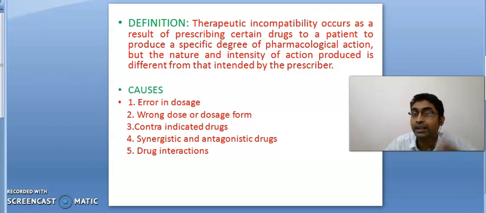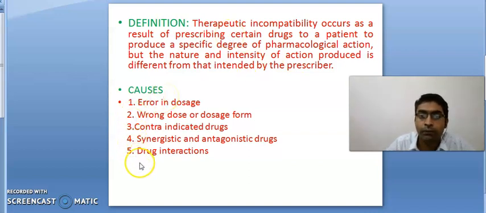And why is this known as therapeutic? From the word therapy, the term therapeutic incompatibility comes. Therapy means treatment. So in the treatment course this incompatibility arises. Therefore this is known as therapeutic incompatibility. There are certain reasons, certain causes of therapeutic incompatibility. What are the causes of therapeutic incompatibility?